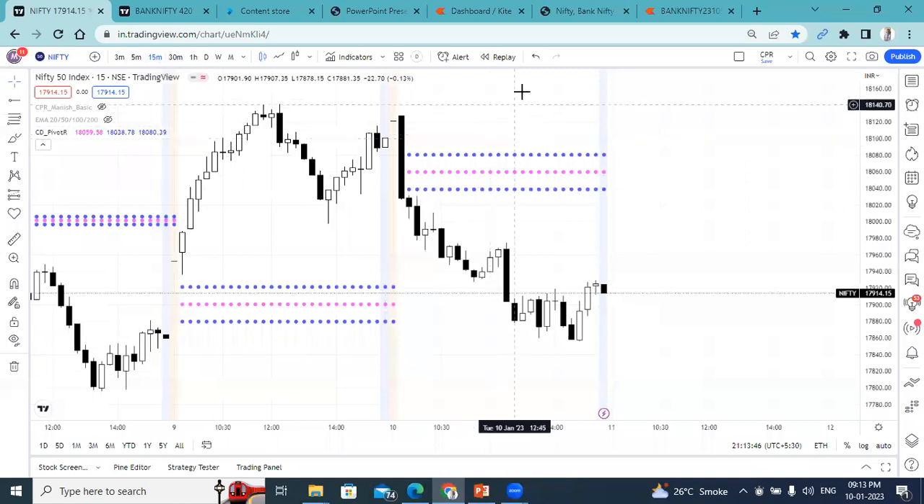Now you can also read the CPR line values. From where can you read them? From here. These are the CPR line values.